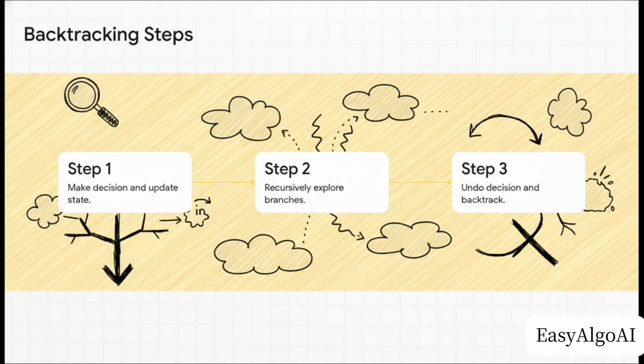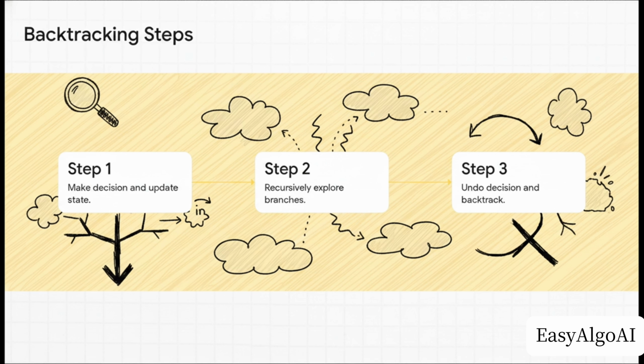Traversing this state space tree is typically done using recursive depth-first search, commonly known as DFS. The core logic operates in a continuous 3-step loop. Step 1, you iterate through the possible decisions, you pick one, make it, and update your current state. Step 2, you recursively explore all paths branching from that newly updated state. Basically, you keep digging deeper.